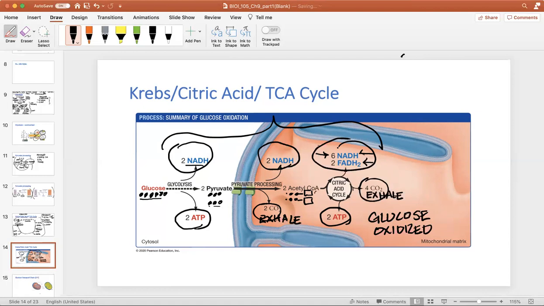The next thing that I want to point out to you is that up to this point, we've made relatively little ATP. We've only made a total of 2 here and 2 here. So 4 ATP so far. That's really not very much. So what I want you to know where we're going is that we're going to use these high energy electron carriers here. We're going to put them in the electron transport chain, and we're going to use them to make a lot more ATP.